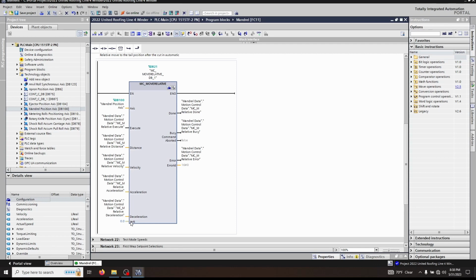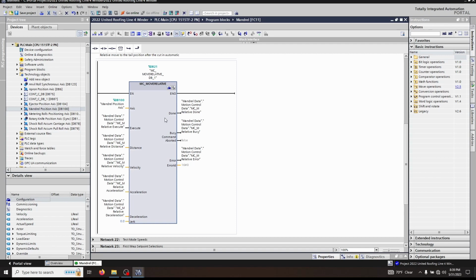Now, we've talked about all of the outputs before on other blocks: done, busy, command aborted, error, and error ID. As always, you can click on the block, press F1, and it will bring up the help files with explanations of all of these values. A word of advice that I will continue to say on all of these blocks is that the done output is only true for 1 cycle after the move is completed. If you are monitoring whether or not this axis is in motion, it may be better to monitor the busy bit instead of the done bit, and you would do that by putting a not busy in your logic.